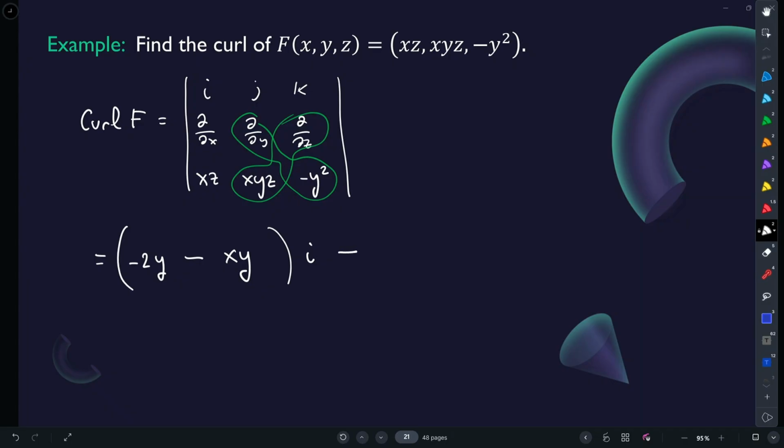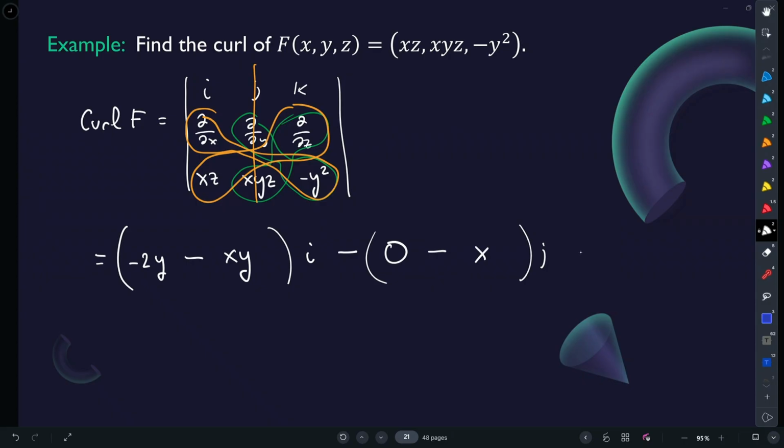Now, minus, there's going to be a quantity in j, and that quantity, if I remove the column in j, is going to be this quantity minus this quantity. So it's going to be the derivative with respect to x of minus y squared, which is 0, minus the derivative with respect to z of xz, which is just x. Okay, and then plus a quantity times k, and the quantity times k is going to be like this.